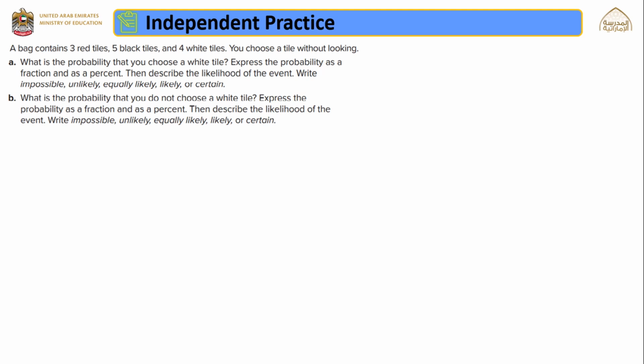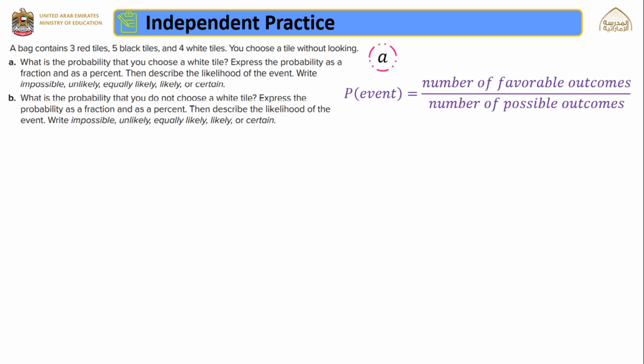B. What is the probability that you don't choose a white tile? Express the probability as a fraction and as a percent. Then describe the likelihood of the event. Write impossible, unlikely, equally likely, likely, or certain. I trust you can pause the video and try it on your own.